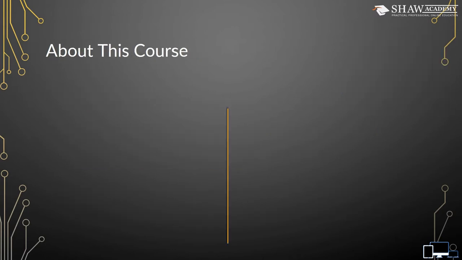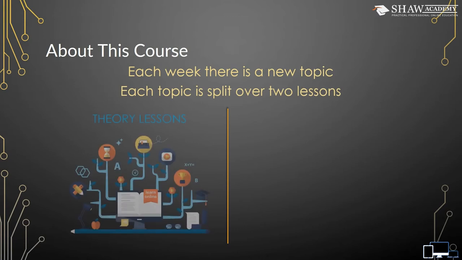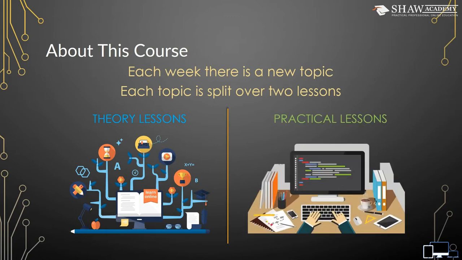So a few things about this course. First of all, each week there will be a new topic. The way this course is split up is that each week will be a new topic, and each topic is split up over 2 lessons. This lesson here is our theory lesson. The first lesson of each week will be our theory lesson, and the second lesson of every week will be our practical lesson. So we'll be able to take what we learn in our theory lessons and apply it to our code writing skills.